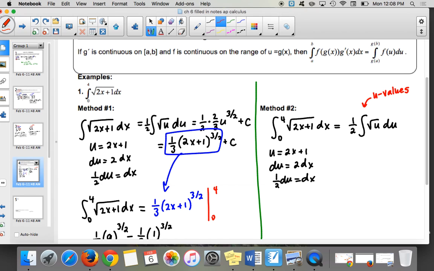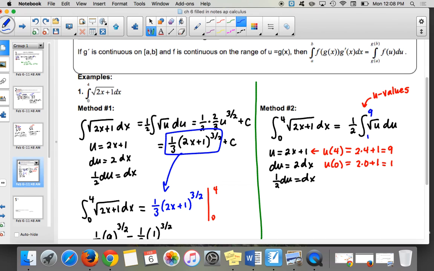So who has a guess as to what those numbers are going to be? Plug in the 4 and the 0 to 2x plus 1. Yeah, so if I find u of 4 and u of 0, and I plug it into here, u of 4 is going to be 2 times 4 plus 1, which is 9. And u of 0 is going to be 2 times 0 plus 1, which is 1. So Charles is right. It goes from 1 to 9. Those are u values.